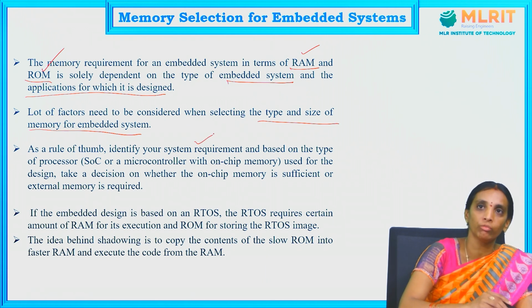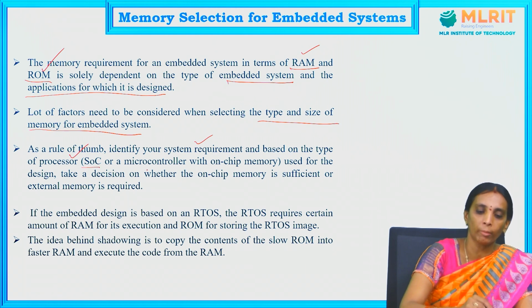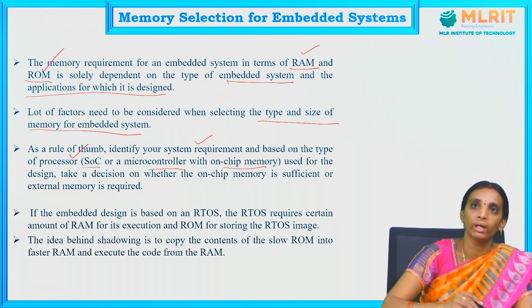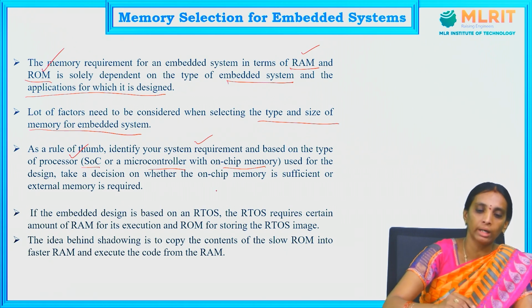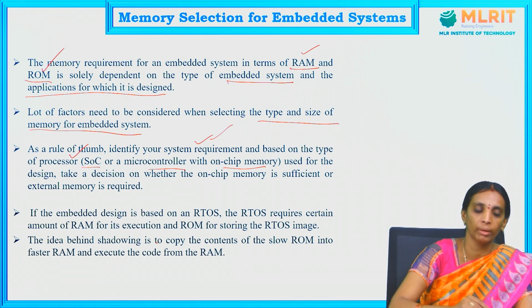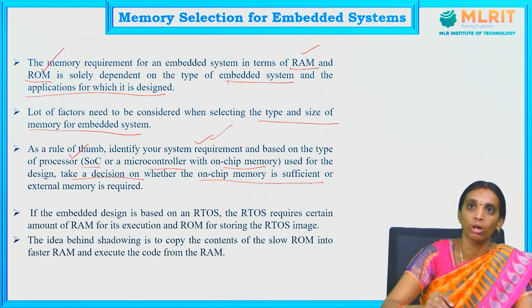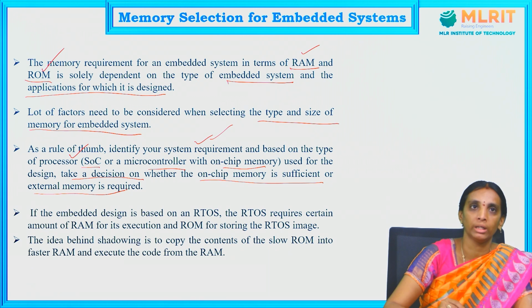That means deciding which processor can be used for our application, whether it is an SoC or a microcontroller, whether there is any on-chip memory in that processor, or whether we need to go for external memory. So we need to collect all these system requirements first, and based on them decide whether on-chip memory is sufficient or not. If on-chip memory is not sufficient, then we will go for external memory.